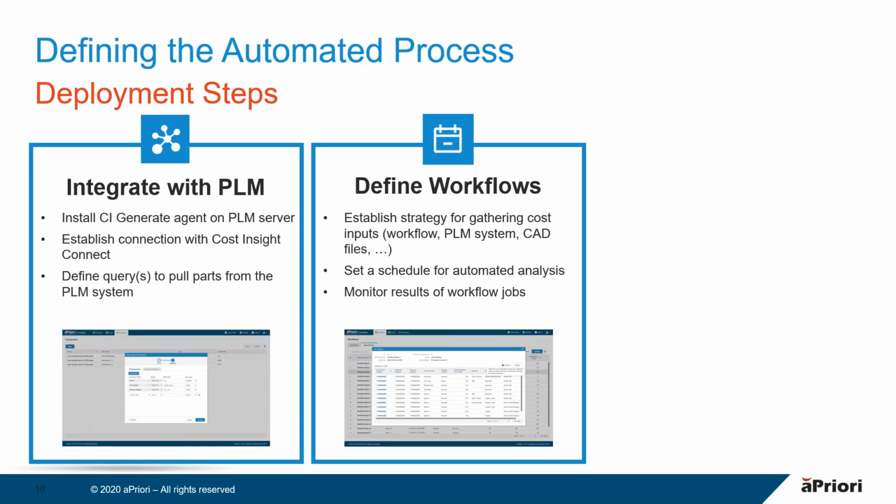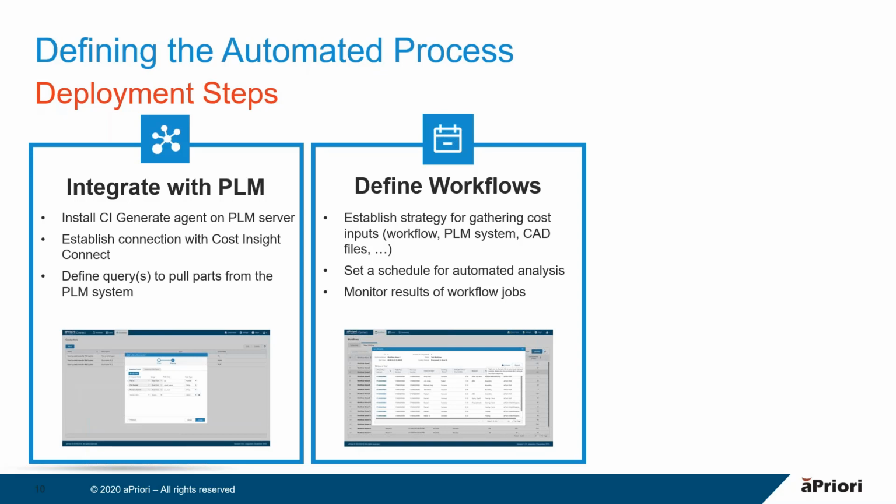The next step is to define a workflow. In CI Connect, you can think of a workflow as a definition for automation. So a workflow can read information from your PLM, cost a set of components, create reports, notify users, and write information or attach reports back to your PLM. It executes all of these things on an automated schedule that you set.